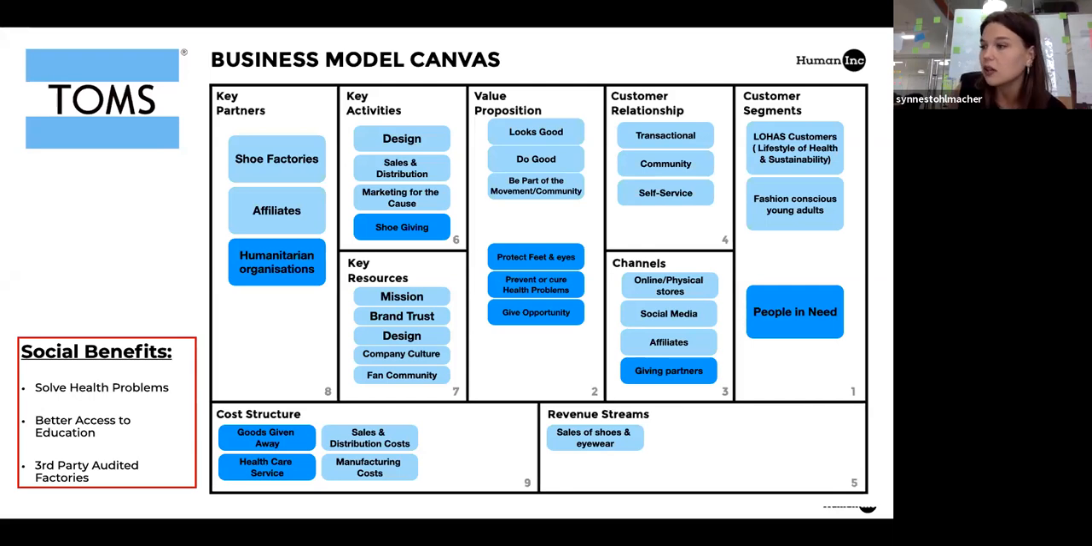If anyone has any particular questions around TOMS, put them into the chat now so that we can answer them. We will collectively answer the questions afterwards. And Wilson will take us through the business model canvas for Teacher Eats.